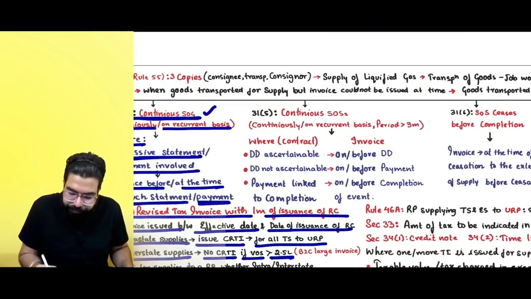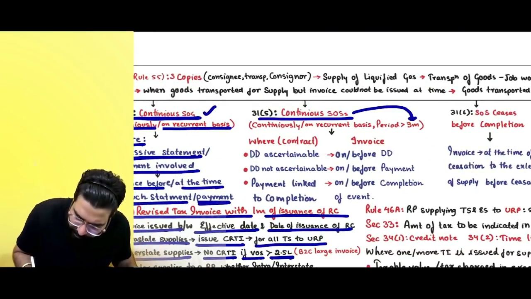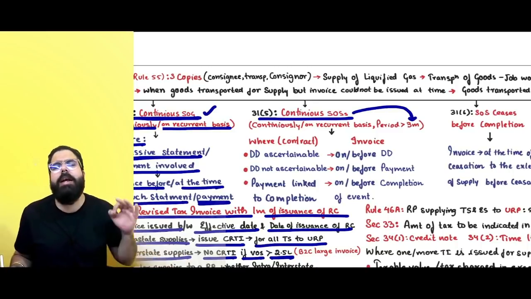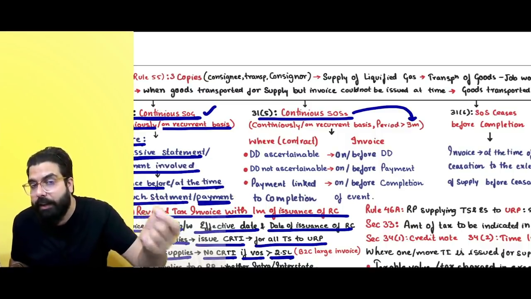Point is clear. Continuous supply of service. Be very careful in your exam that continuous supply of service is only when it is for a period greater than 3 months. Greater than 3 months. ठीक है sir.